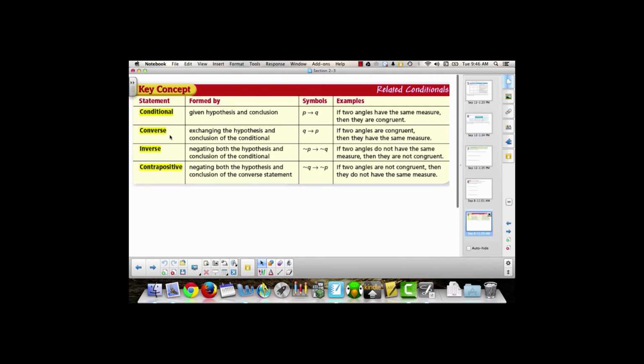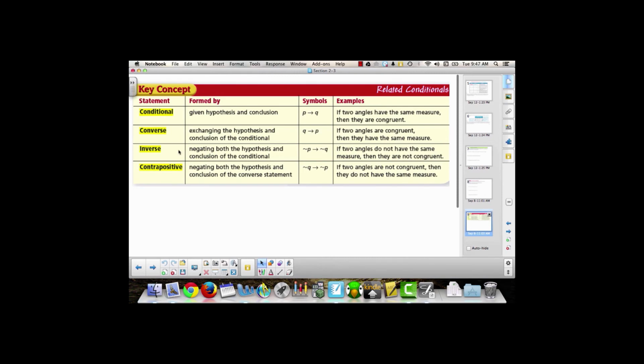The converse of a conditional statement means that we are going to switch the hypothesis and the conclusion. This becomes if Q, then P. So if I take my original conditional, the converse of that would be if two angles are congruent, then they have the same measure. This is also a true statement. Congruent means to have the same measure, so there are no counterexamples to that statement.